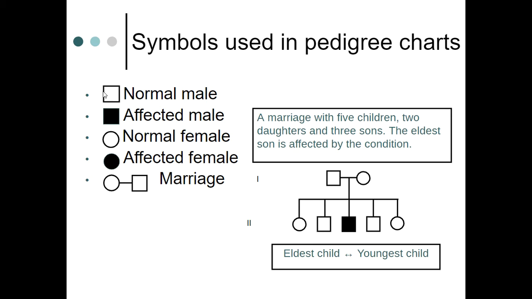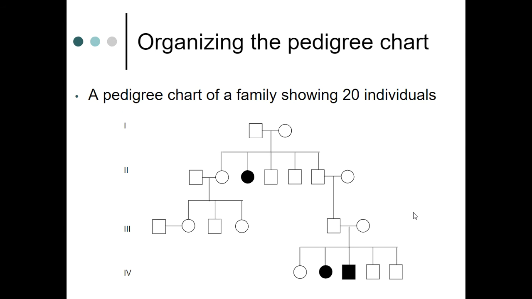So looking at the symbols, we have squares that are males, circles that are females. If we see this horizontal line, it means a marriage. A vertical line means they're children, and these are siblings here. If you see Roman numerals over to the side, or you can make your own if there aren't any, this tells you the number of generations. And people are usually listed from left to right in order of birth, so oldest to youngest.